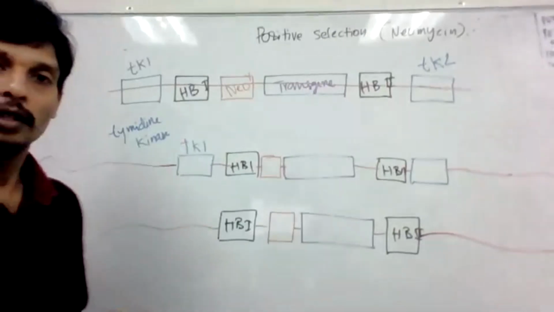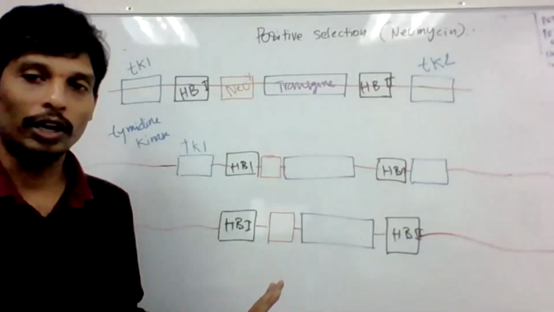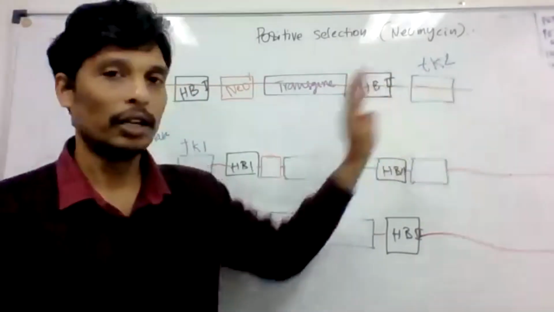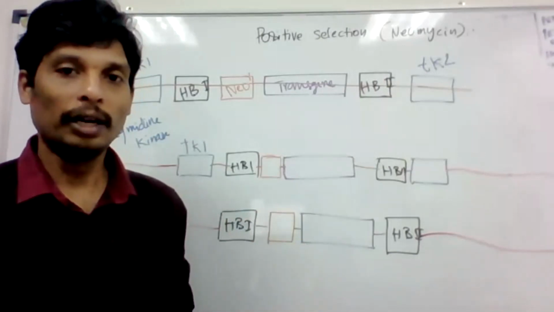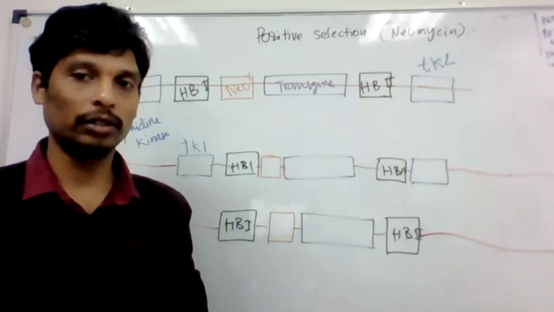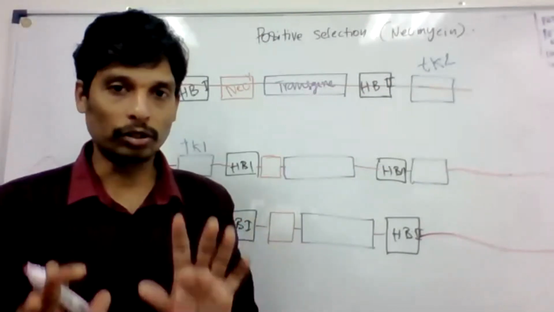So there were three possibilities I told you. One is no integration. No integration is already cleared off because nothing will be present. None of the genes will get incorporated into the cells. So in presence of neomycin, the cells already die because the neomycin resistant cassette is not present. Now we will see the first two scenarios.